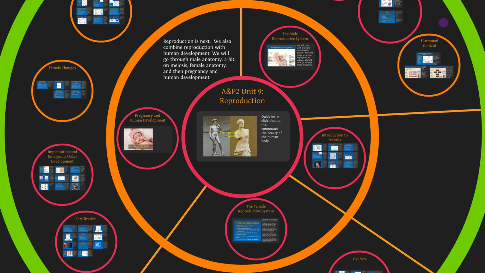Reproduction is next. We'll also combine reproduction with human development, so we'll talk about human development and pregnancy over here. We'll go through male anatomy, do a little bit of introduction to meiosis, and then also go through the female reproductive system.